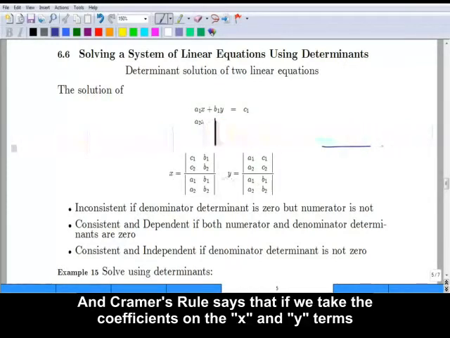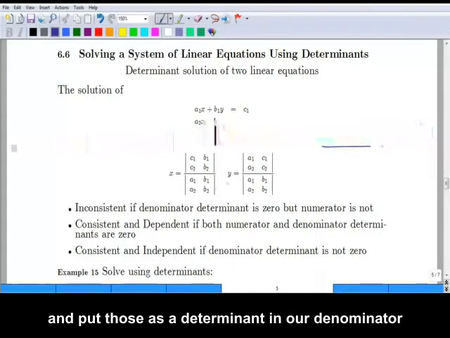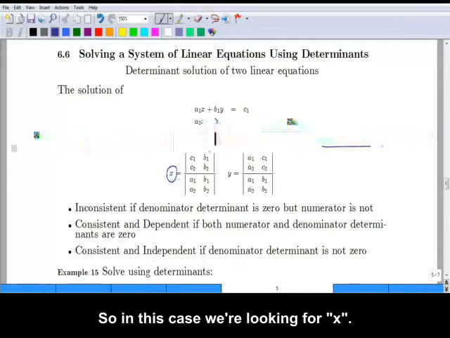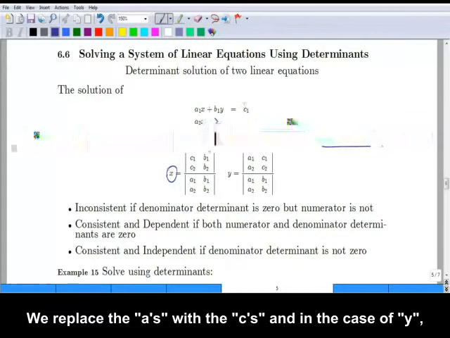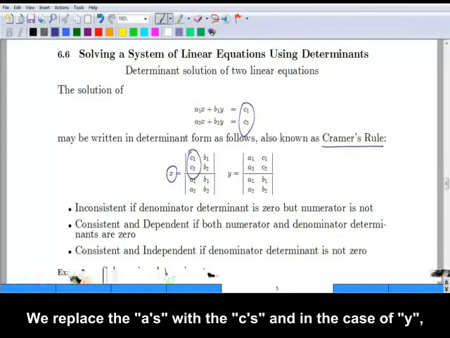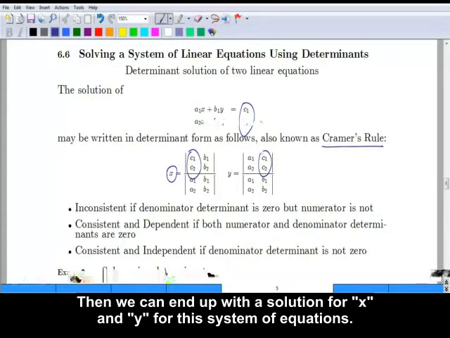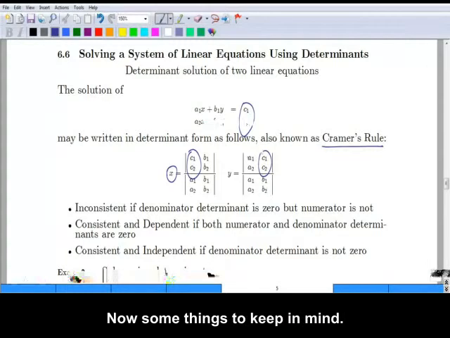And Cramer's rule says that if we take the coefficients on the x and y terms and put those as a determinant in our denominator, and then replace whichever coefficients correspond to the letter we're looking for, so in this case we're looking for x, we replace the a's with the c's, and in the case of y, we replace the second column with the c's, then we can end up with a solution for x and y for this system of equations. Now, some things to keep in mind.